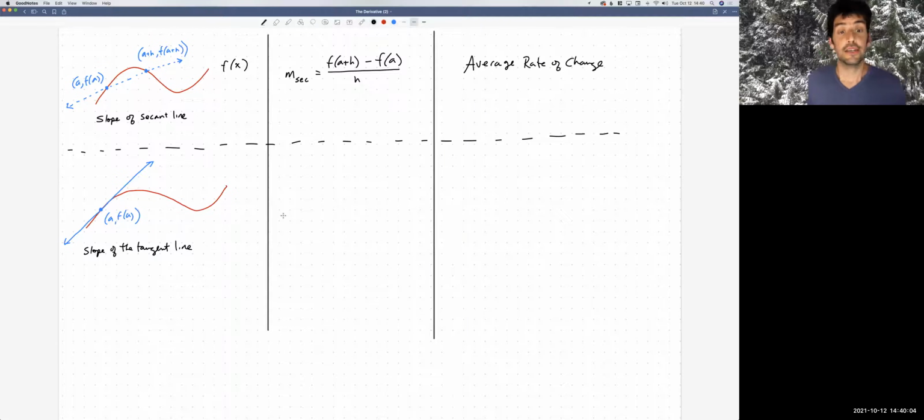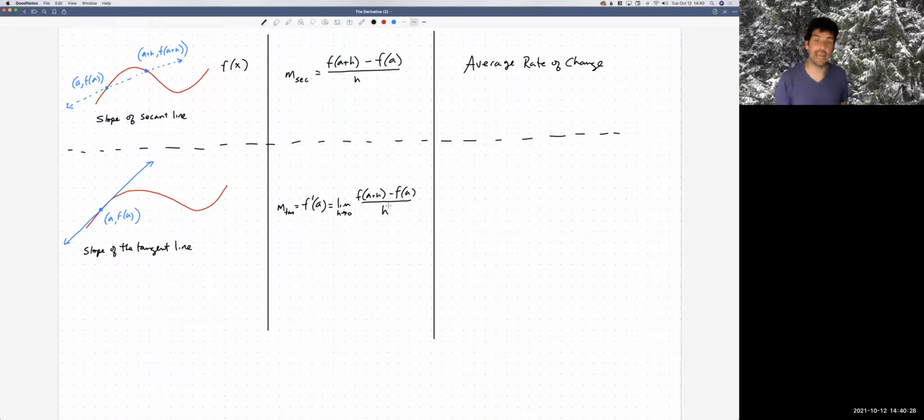Algebraically, right, we give this slope of the tangent line at the point a a particular symbol, the limit as h goes to 0 of f of a plus h minus f of a all over h, right? We're shrinking that, and that's the algebraic way we do it with this new tool of the limit.